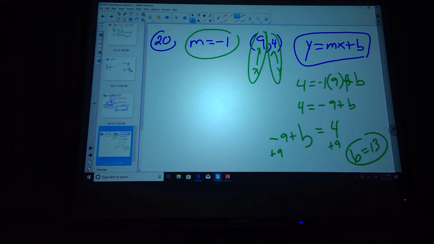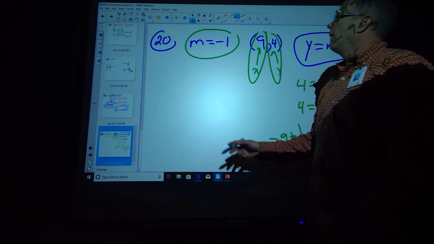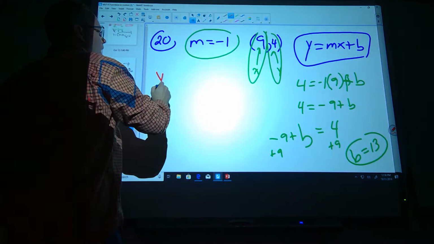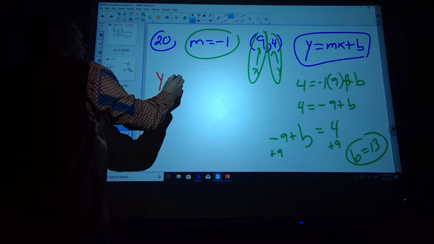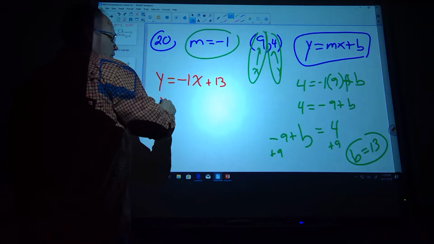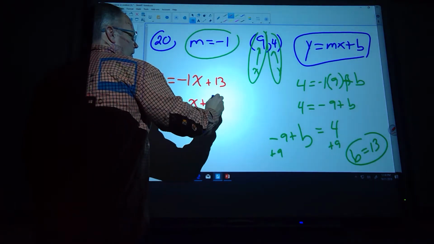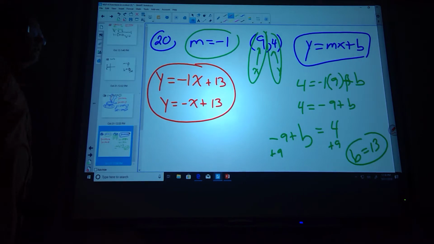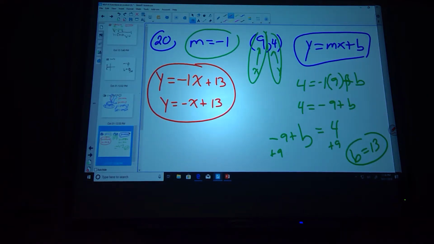Right? Do I have enough information to plug this back into y equals mx plus b to get my equation? What do you think? I have y equals, what's my m value? Negative 1, x plus 13. So I guess you could write it like this. Either answer is fine. It's your choice. But that's the equation that has a slope of negative 1. That equation also contains the point 9 comma 4. Okay? Any other questions? 2-4? You got it, man.